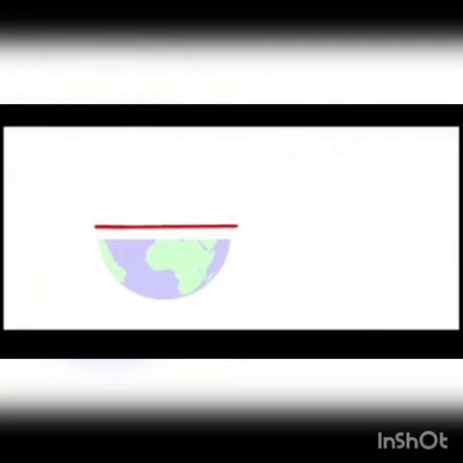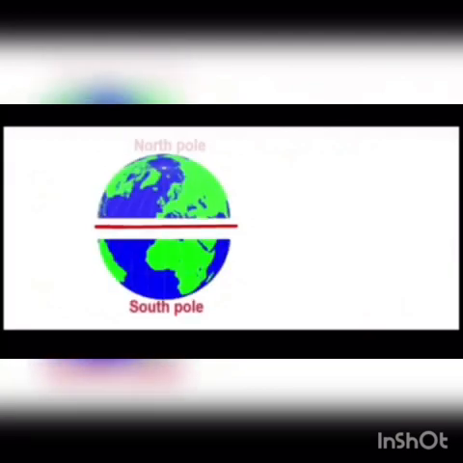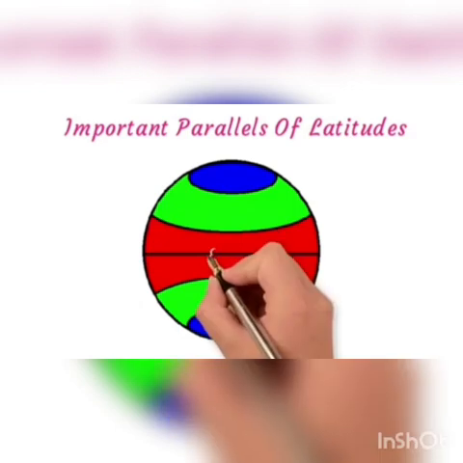From the equator, we have 90 latitudes or 90 lines to the north and 90 latitudes or 90 lines to the south. So 90 latitudes in the Northern Hemisphere and 90 latitudes in the Southern Hemisphere. Plus the equator, we have a total of 181 latitudes.